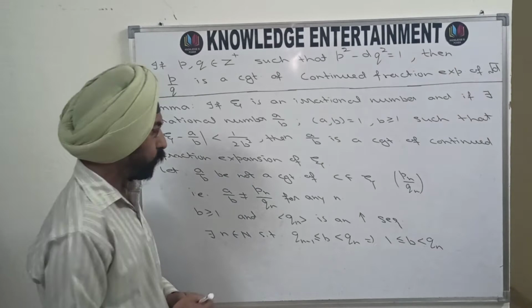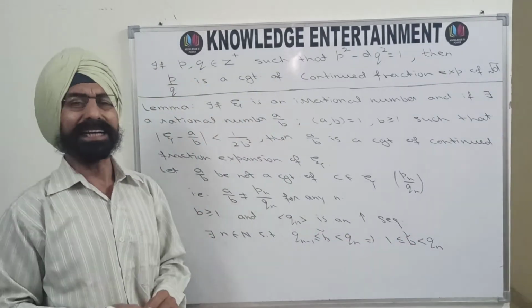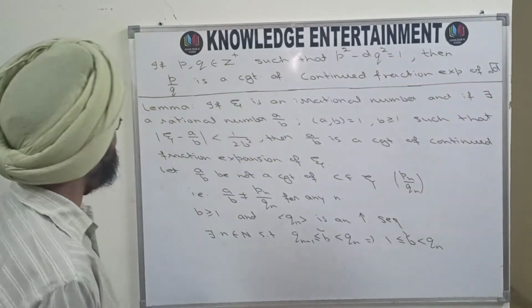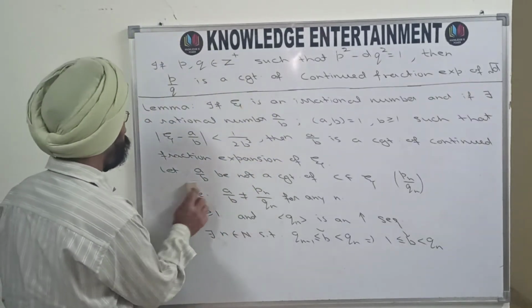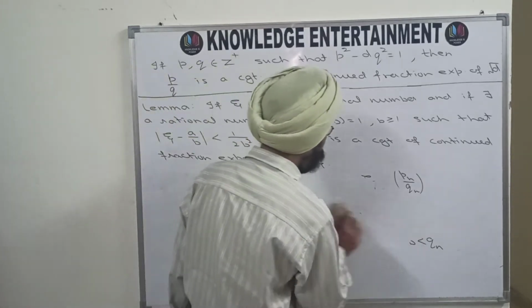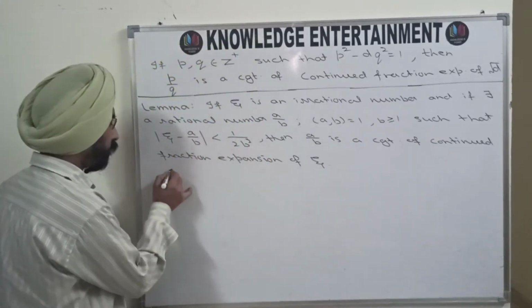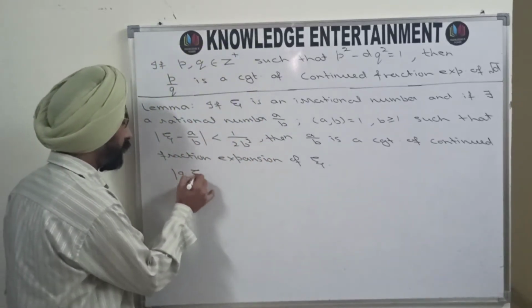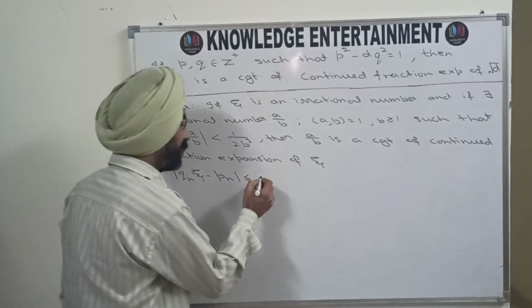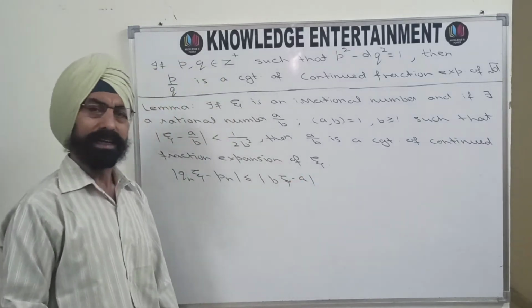And now, using this and the fact that a also lies between p_{n-1} and p_n, from these three we can say that mod of q_n xi minus p_n is less than or equal to mod of b xi minus a.